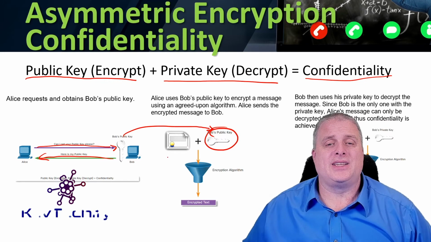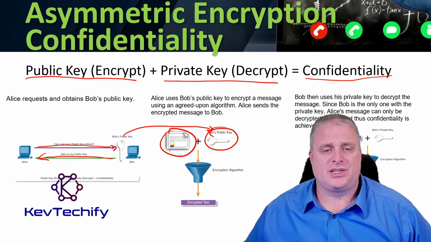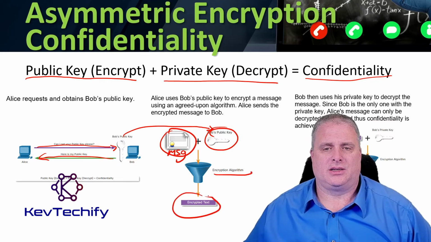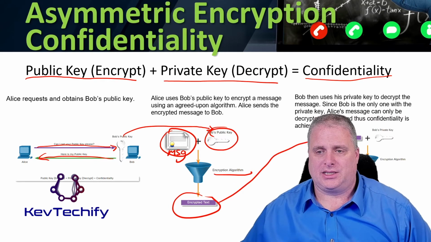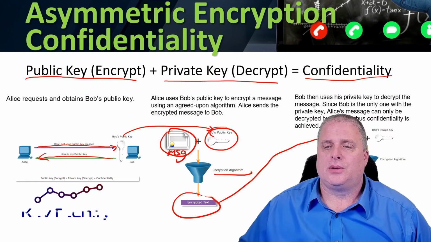Then Alice combines the key with the message. So this is your message here. She runs it through our encryption algorithm and gets our encrypted text. Alice then sends Bob that encrypted text. So it goes over to Bob.